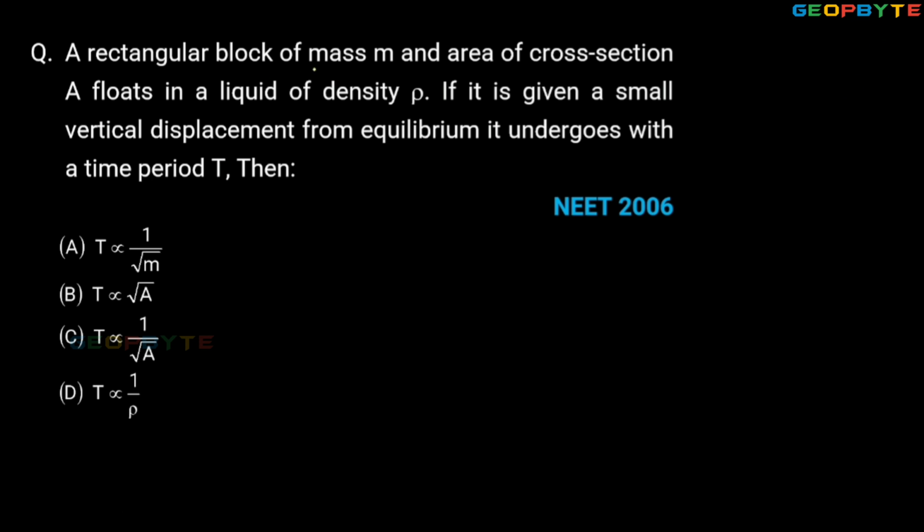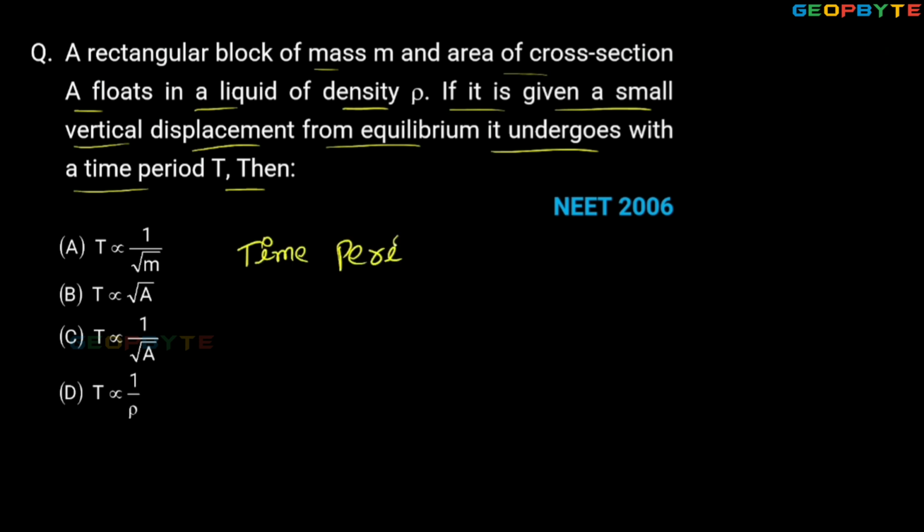Then let us take another important problem. A rectangular block of mass m and area of cross section A floats in a liquid of density rho. If it is given a small vertical displacement from equilibrium, it undergoes oscillation with a time period T. As you know, time period T equals 2 pi root over m by rho A g. That is the time period.